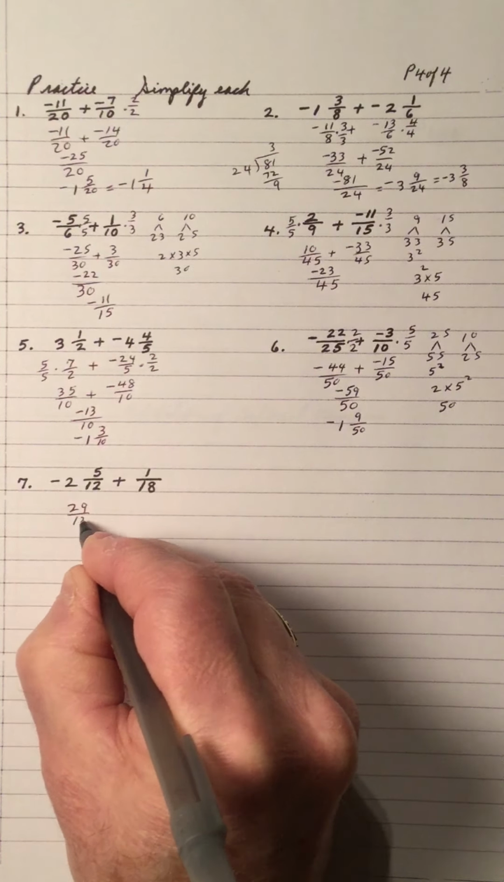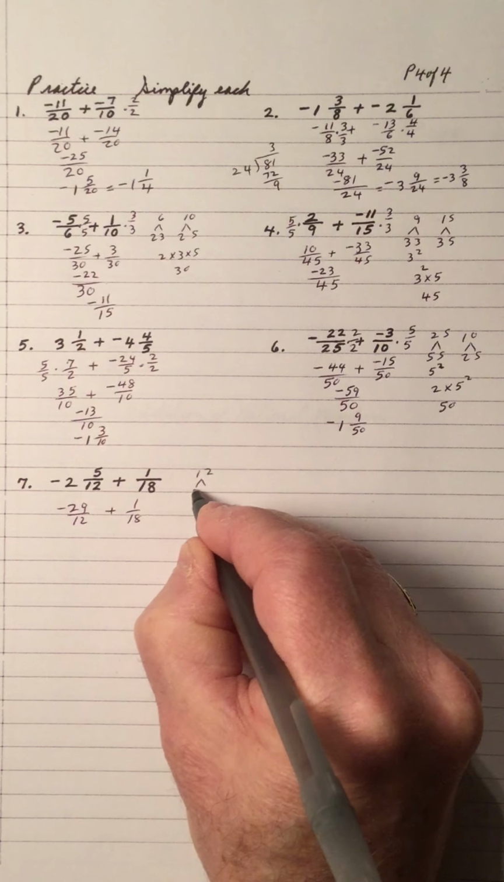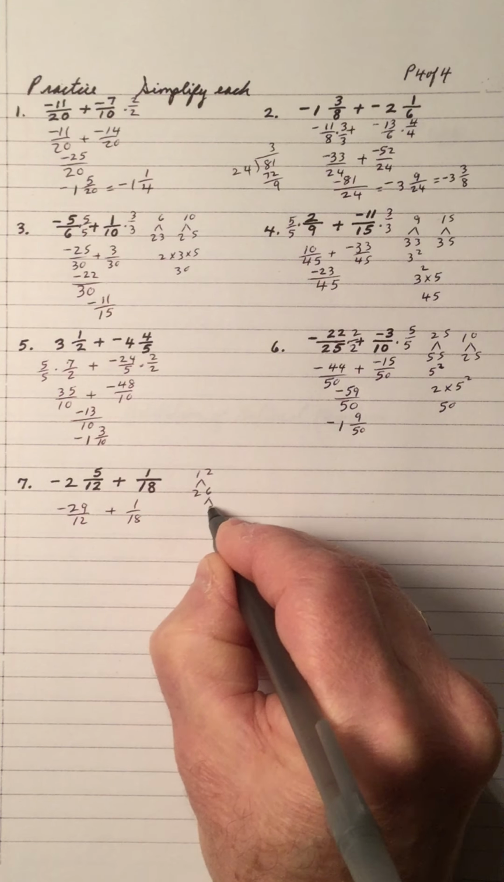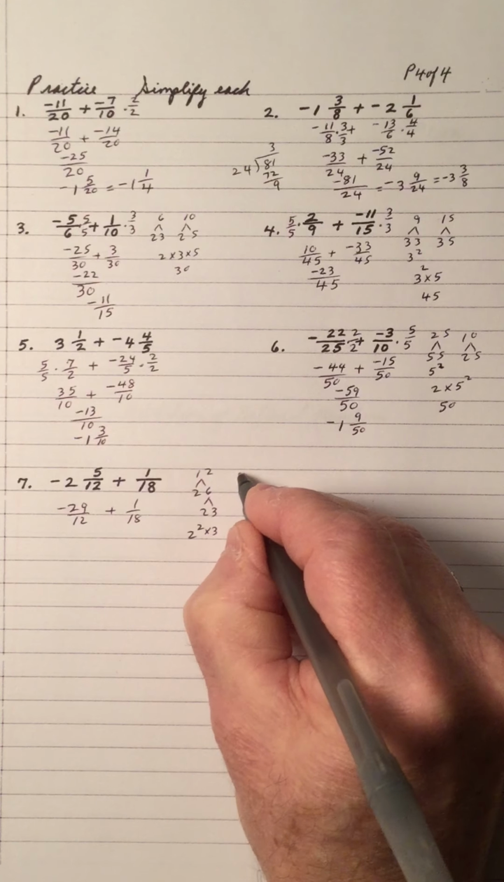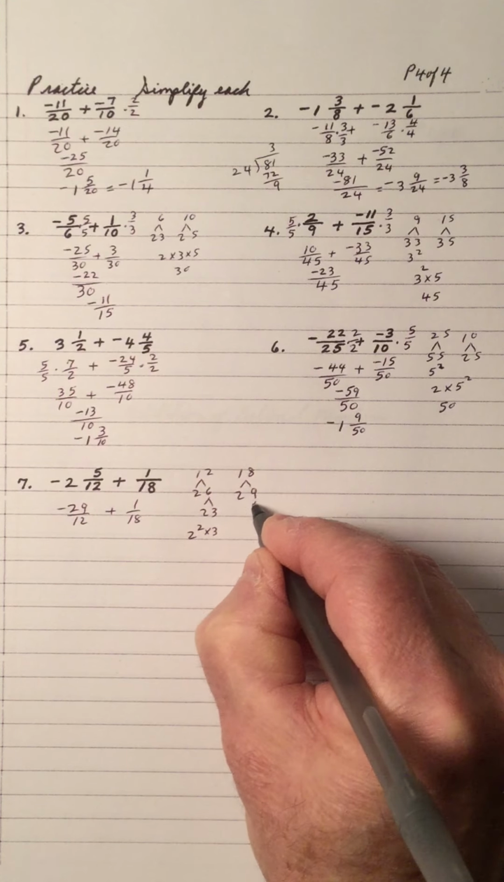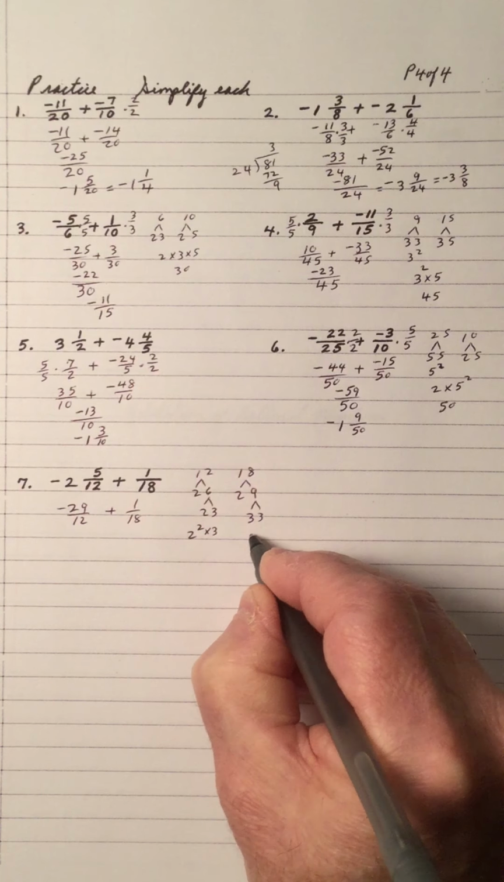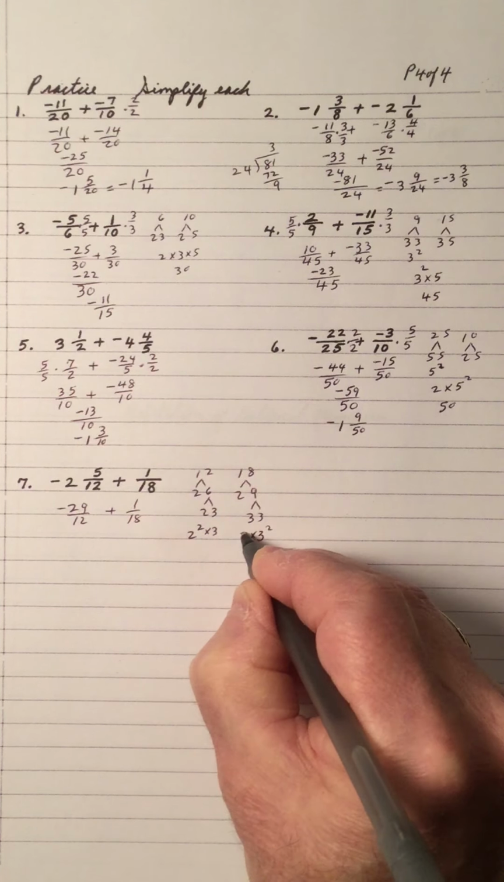Okay, now 12 and 18. If you can't see it, let's break it down. 12 is 2 times 6, and 6 is 2 times 3. So that makes it 2 squared times 3 as the prime factorization. 18 is 2 times 9. 9 is 3 times 3. So that's 2 times 3 squared, prime factorization.